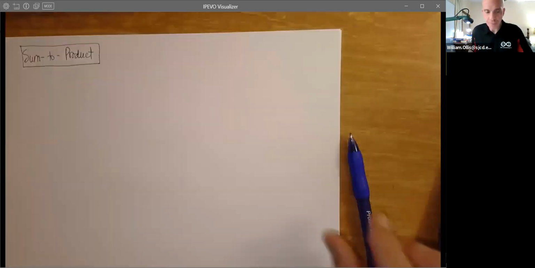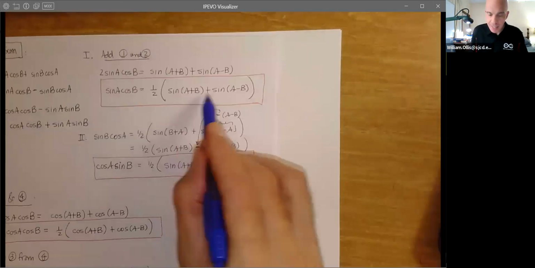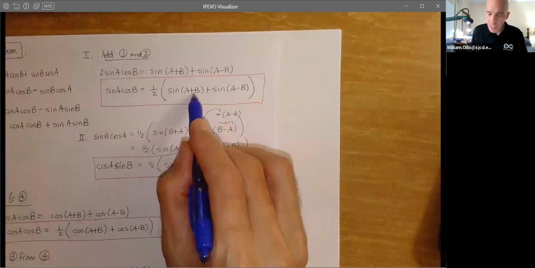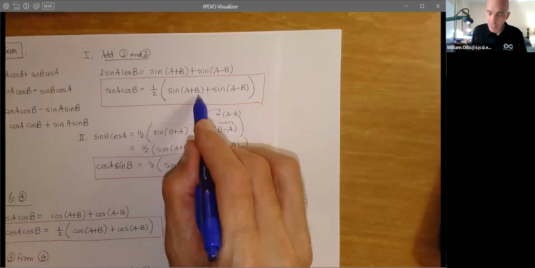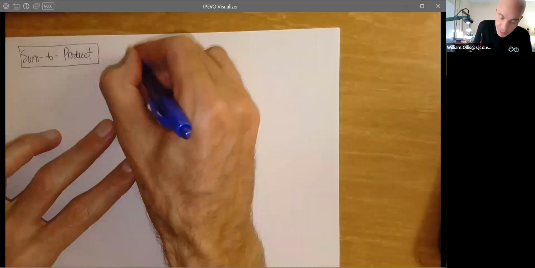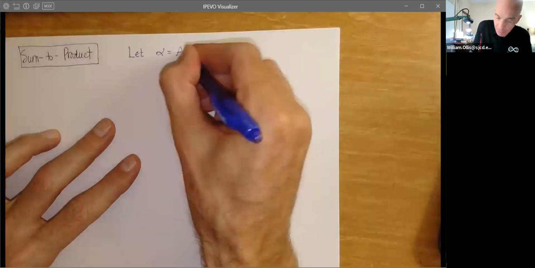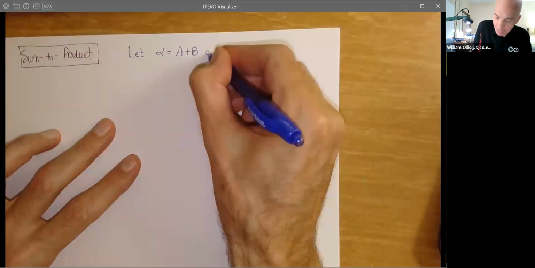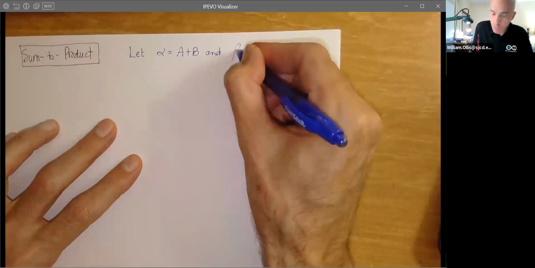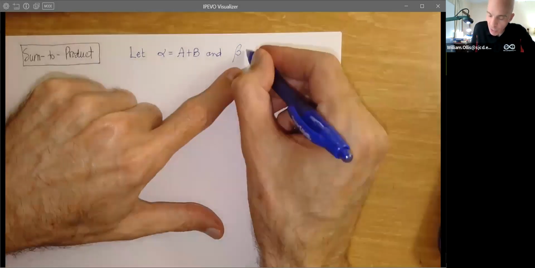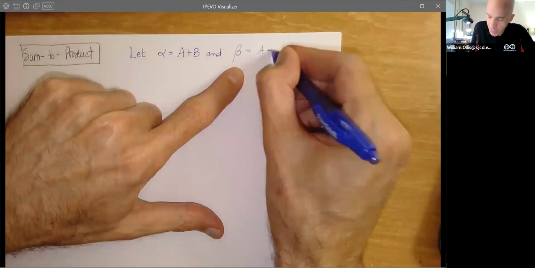So here's what we're going to do. We just want to isolate this side and set it equal to this multiplied by 2. But we want this argument to be simpler. So we're going to let alpha be A plus B and beta be A minus B. So we do a change of variable. This is standard. Let alpha equal A plus B and beta. Theta is probably my favorite, but these are my second favorites. They're easy to write. Nice Greek letters.